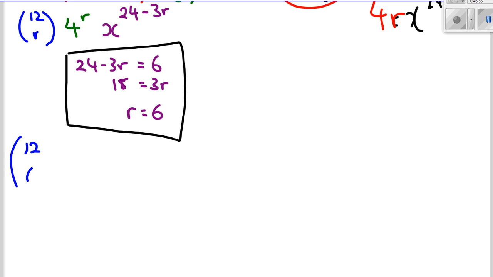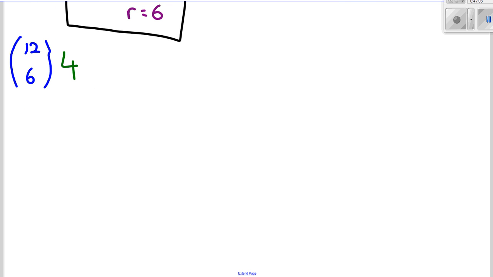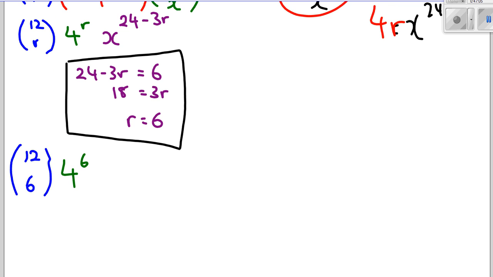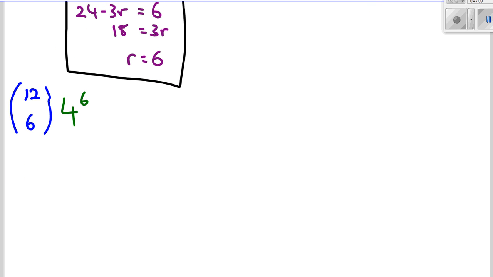4 to the 6. Look it up because it's funny. 4 to the 6. And then 24 minus 3r. If r is 6, it's going to be... We forgot the r this time. Yeah, so all of that business was to work out just what the r was. We forgot to carry the r. Yeah, so we've worked out that r is 6 now. So we're replacing r with 6.